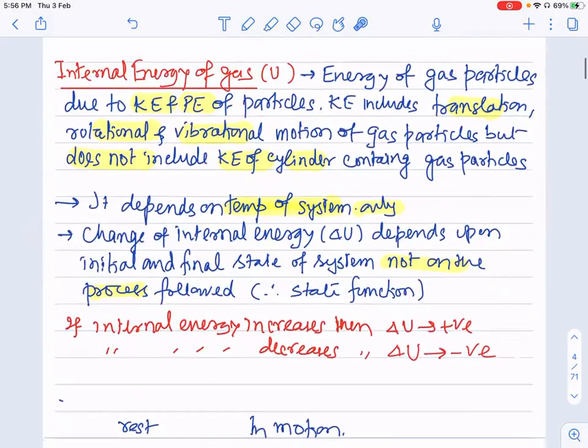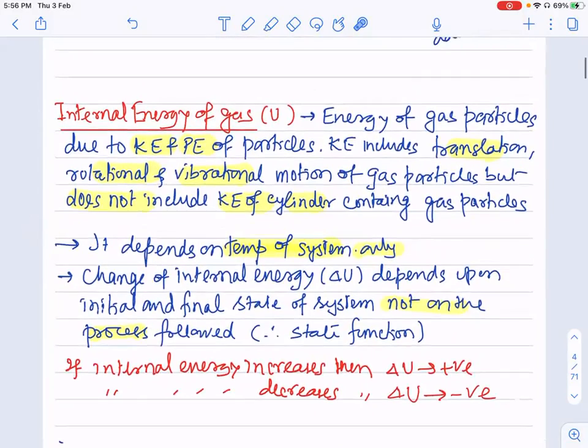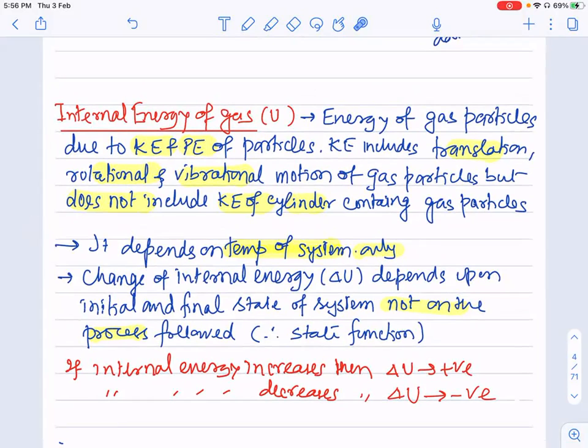Yes, sir. Okay. Internal energy of the gas, or internal energy of the system. Internal energy of the gas is nothing but the energy of the gas or energy of the system due to the kinetic energy of gas particles. How much kinetic energy the total gas particles have, because they are always in random motion. So how much energy they have, all energy added will be equal to internal energy.